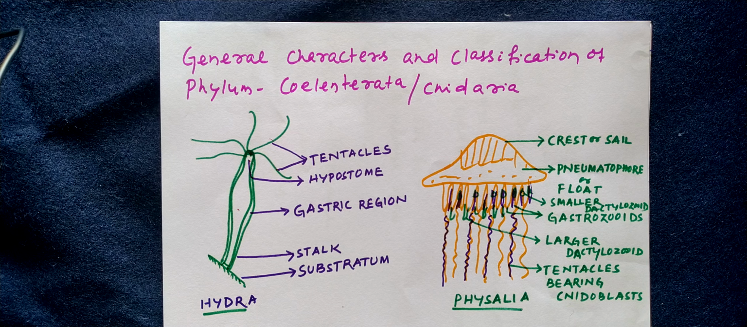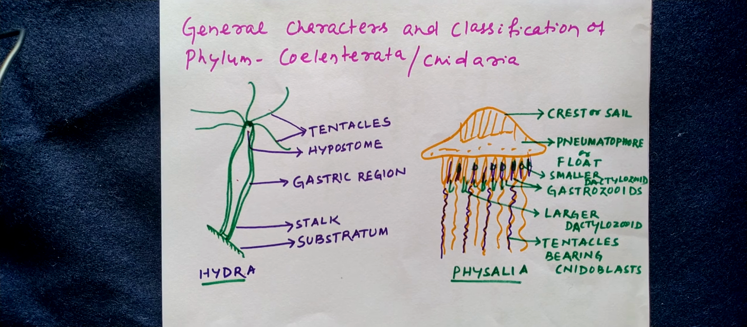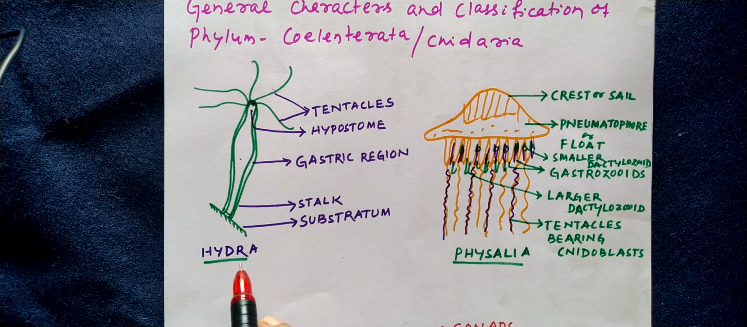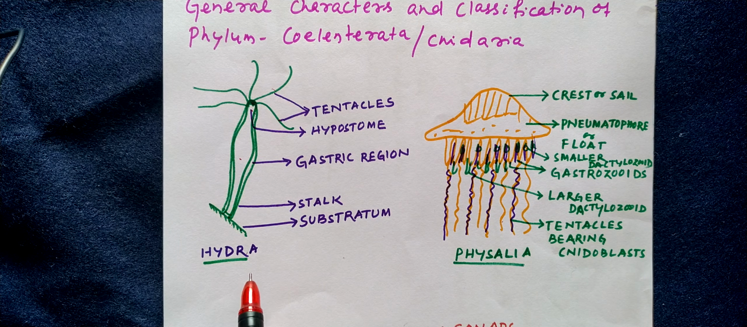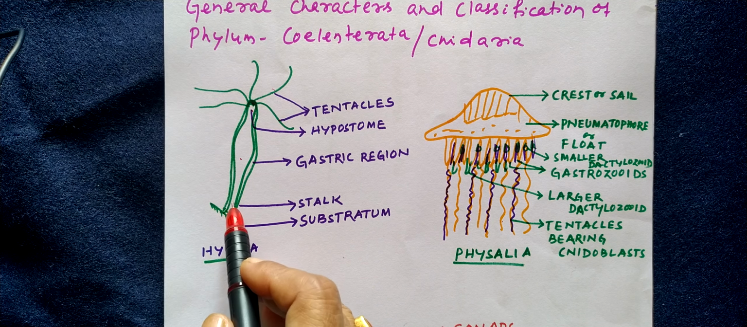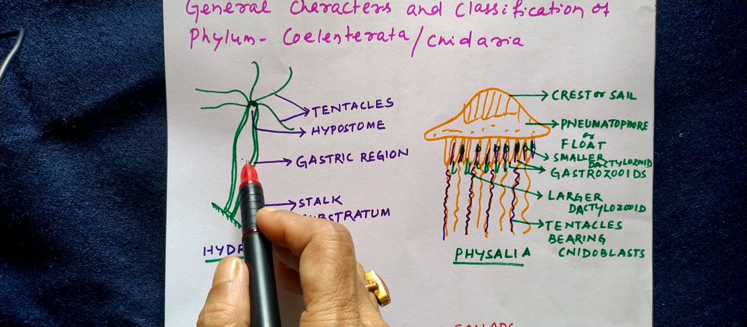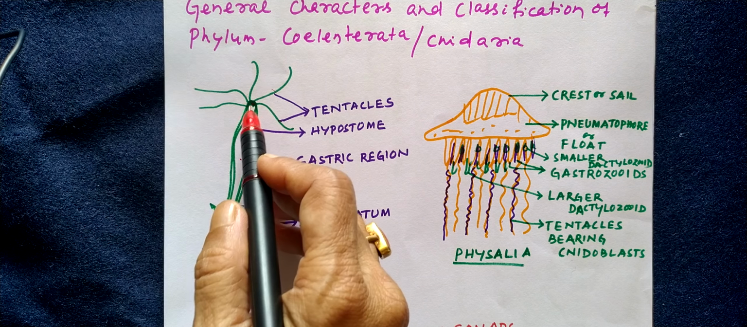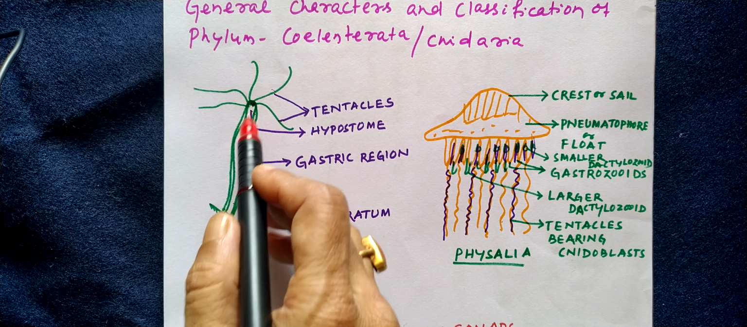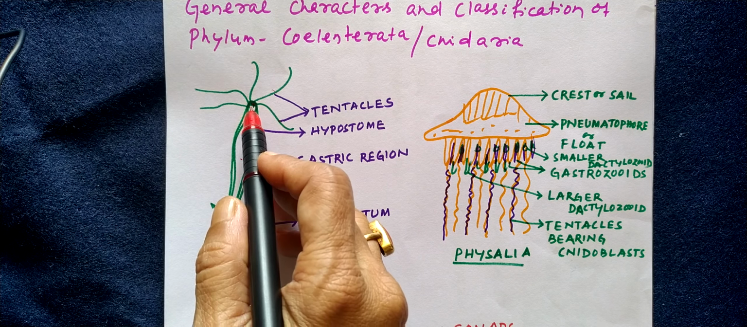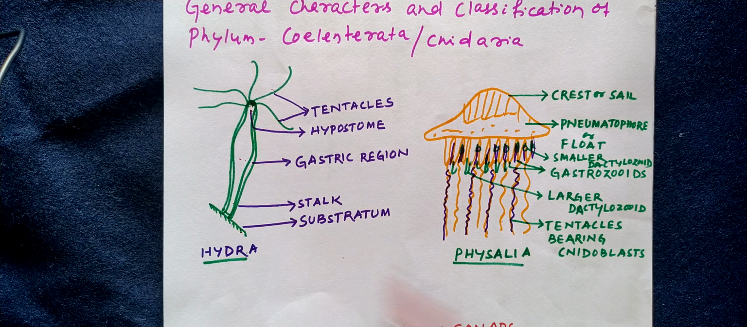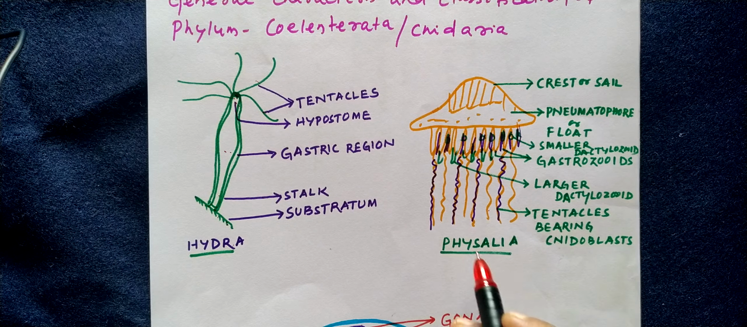Today we will study general characters and classification of phylum Coelenterata or Cnidaria. These are some examples of phylum Coelenterata. The first is the Hydra. Here Hydra is a polypoid form structure. It is attached to a substratum. It has a stalk and a gastric region. This is the mouth, and below the mouth region is known as the hypostome, and at this region, tentacles are present.